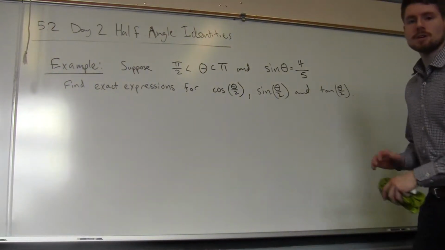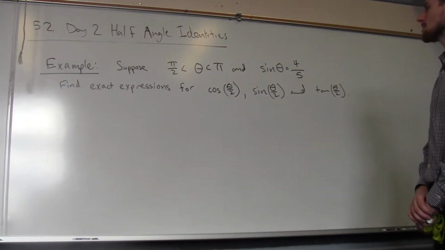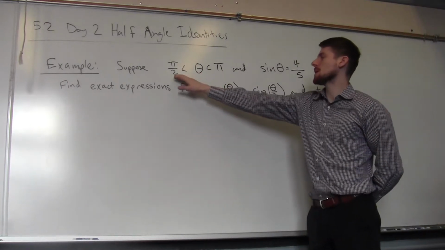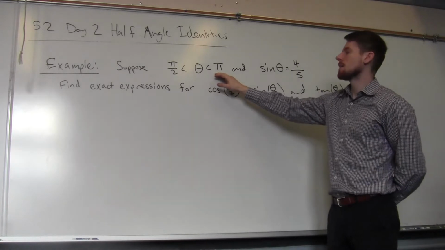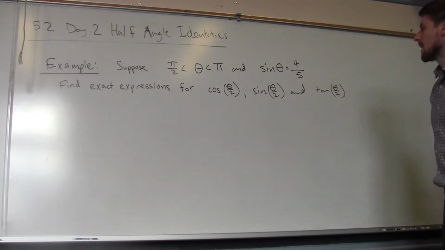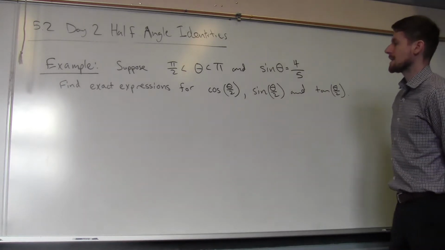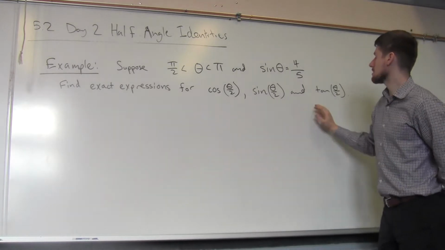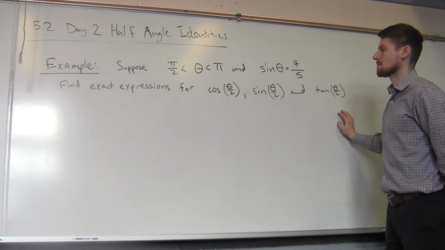Okay, so we're going to do an example problem here, which is: suppose that we have some angle theta between pi over 2 and pi, and we know the sine of that angle is 4 divided by 5. And we want to figure out exact expressions for cosine of theta over 2, sine of theta over 2, and tangent of theta over 2.